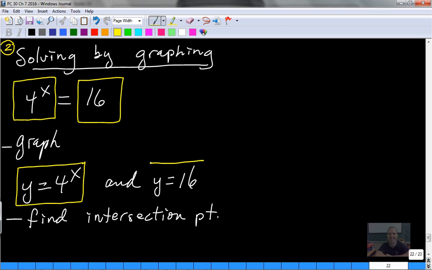Then you're going to graph y equals 16. And you're going to notice that this is a horizontal line, right? Cutting through y equals 16. And then you're going to find the intersection point. So why don't you take a minute right now and do that with your graphing calculator.